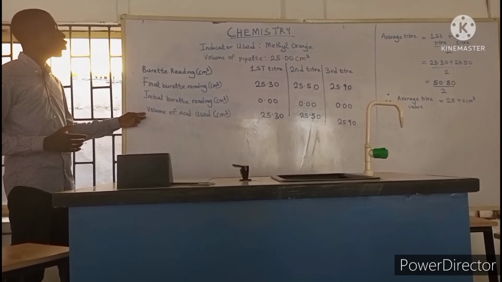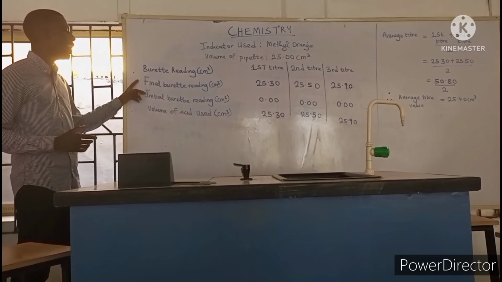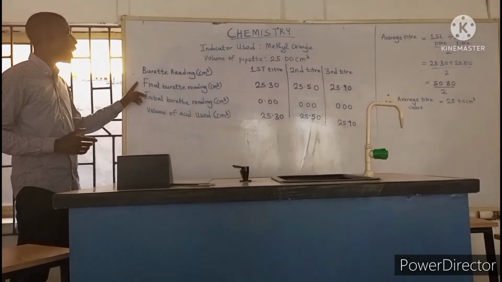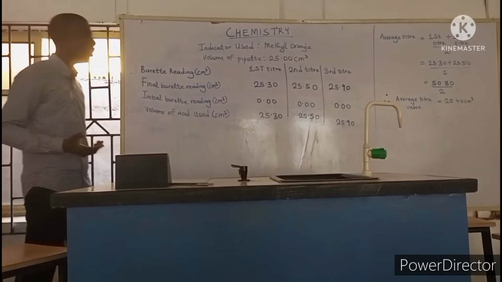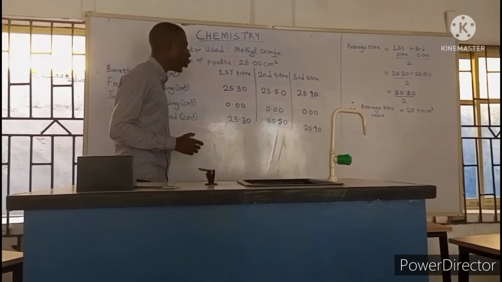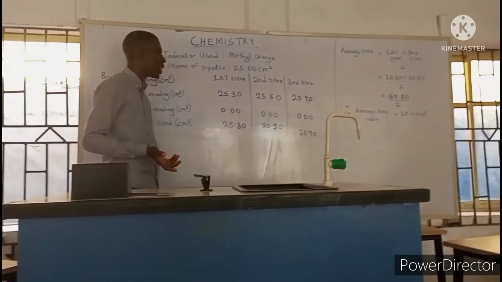Now, before I continue, I would like to show you how I got my volume of acid used. Volume of acid used is gotten from the difference between the final and the initial reading. Final minus initial reading will give us the volume of acid used. Now, in this particular video, I'll be showing you how to get your consistent value.